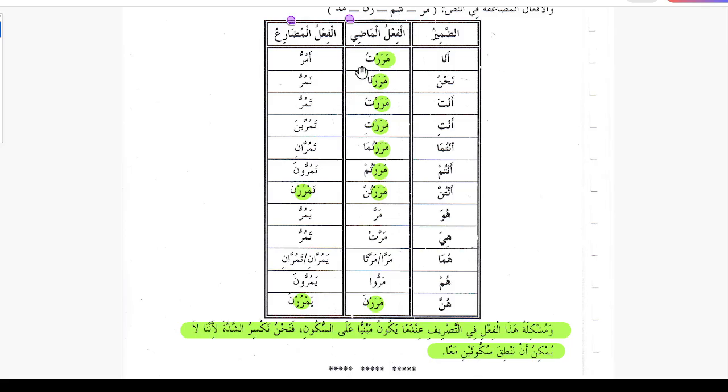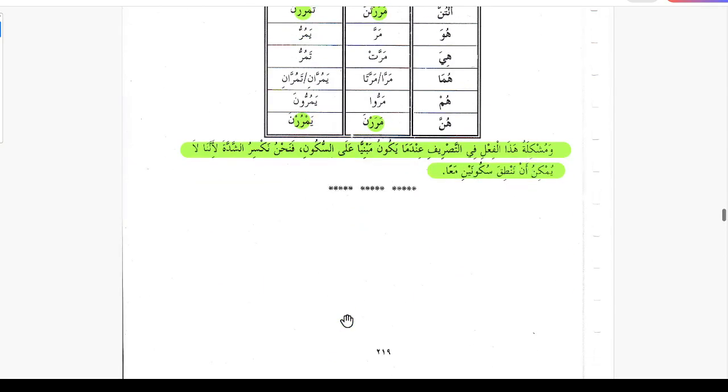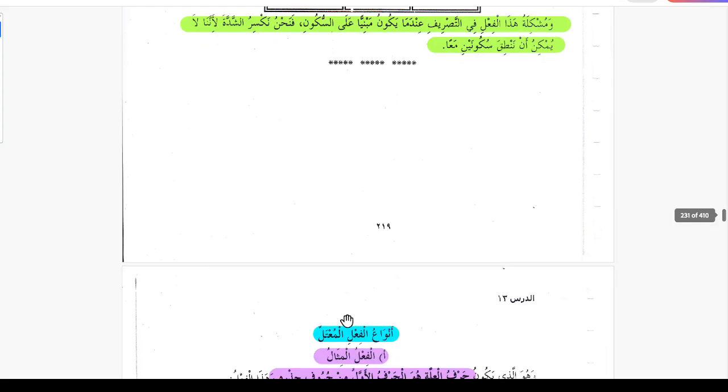The reason is if you don't break it and you put sukoon on a combined one, then the two sukoons, you can't pronounce. La yumkinu an tantika sukunaini. So when there are two sukoons, you can't pronounce. So that is why you break it, and the third one gets a sukoon. Like marartu, mararna, nahnu mararna, anta mararta, anti mararti, antuma marartuma, antum marartum, antunna marartunna. Same here, tamrurna, yamrurna. So that was the Fe'lu Sahi.